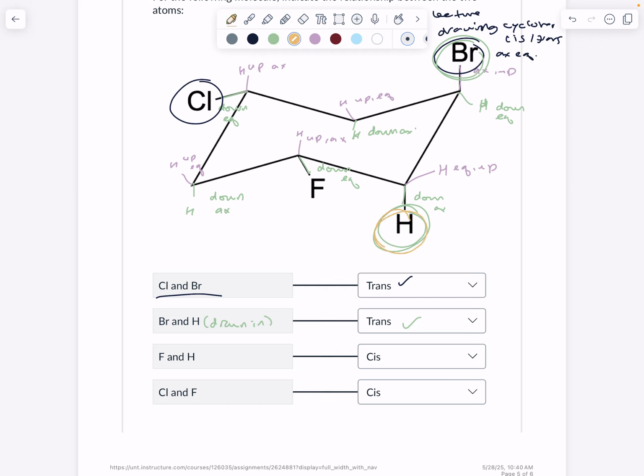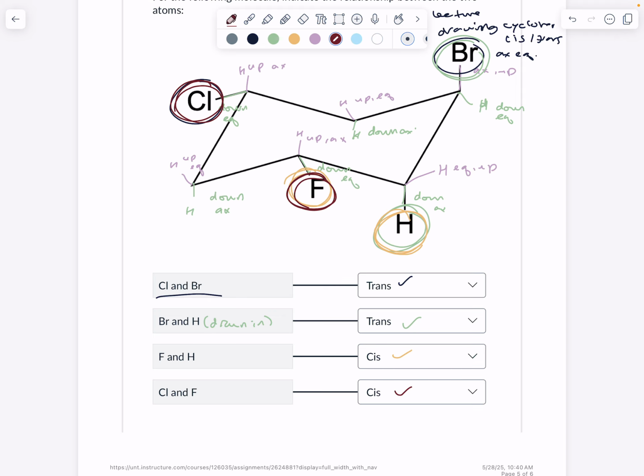Now we look at this H and this F. One's axial and one's equatorial, but again, that's not what we care about. What we care about is which one of these are pointing down versus up. And these are both pointing down, so they're cis. And now we'll compare the fluorine and the chlorine. These are both equatorial, but that's not why they're cis. They're cis because they're both pointing down.